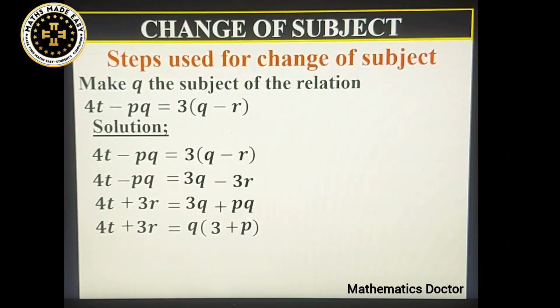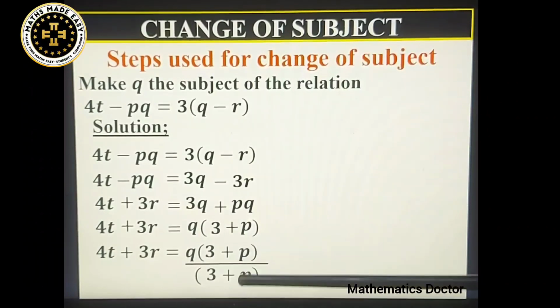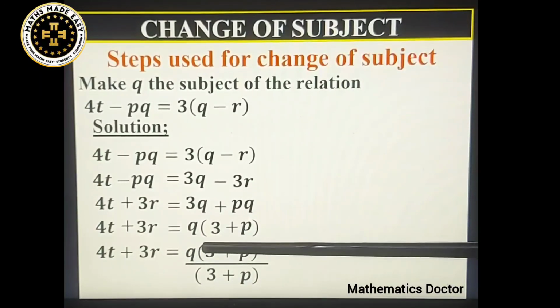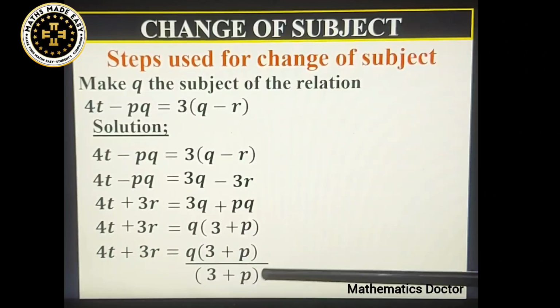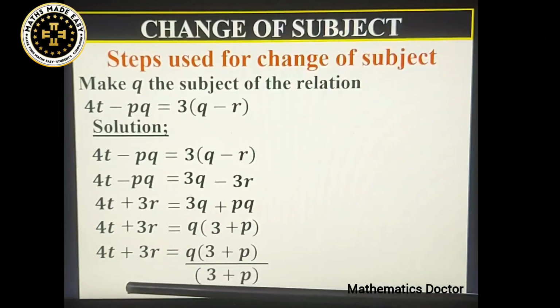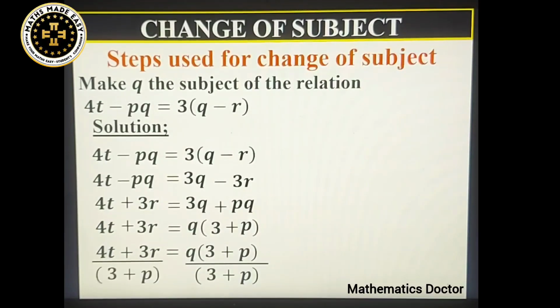Now that we have factorized kill out, we can now make kill the subject by dividing both sides by the one in the bracket so that they can cancel out and leave kill alone. Let's repeat 4t plus 3r is equal to kill into bracket 3 plus p. Now let's divide the right-hand side by 3 plus p, which we are cancelling out so that kill can be free. But because of the equal sign here, we have to do the same division at the left-hand side. So we divide the left-hand side by 3 plus p.